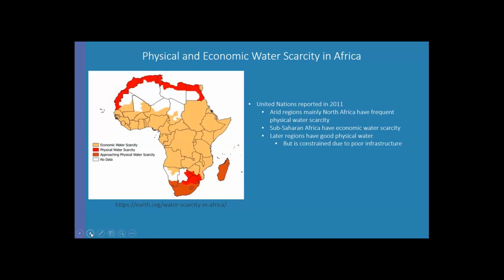Economic water scarcity is when there is adequate water supply, but there is a lack of available water from lack of water investment, such as water infrastructure. This map was reported by the United Nations in 2011. North Africa was considered an arid region, and the water scarcity is related to physical water scarcity. The sub-Saharan region has economic water scarcity, and the later regions have good physical water, but it is constrained due to poor infrastructure.